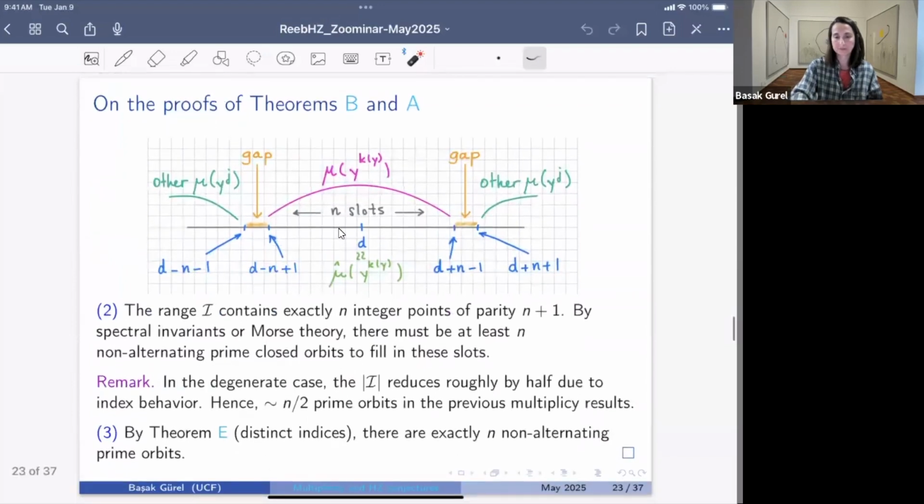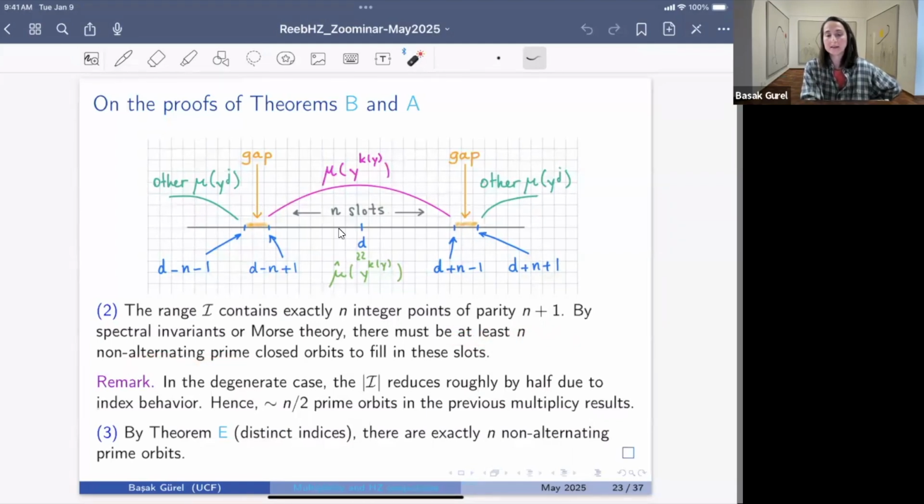So here's the picture. Here's my range. The closed orbits are entering this picture, at most that many of them. And then the next iterations will start happening with at least this gap 2 here. Now, this range has exactly n integer points having parity n+1. And by using spectral invariance, Morse theory, Lusternik-Schnirelmann theory would be the right one, you have spectral invariants that need to be non-zero, that needs to happen exactly in these integer points with parity n+1. So there must be closed orbits delivering these invariants. Therefore, you must have at least n of them.